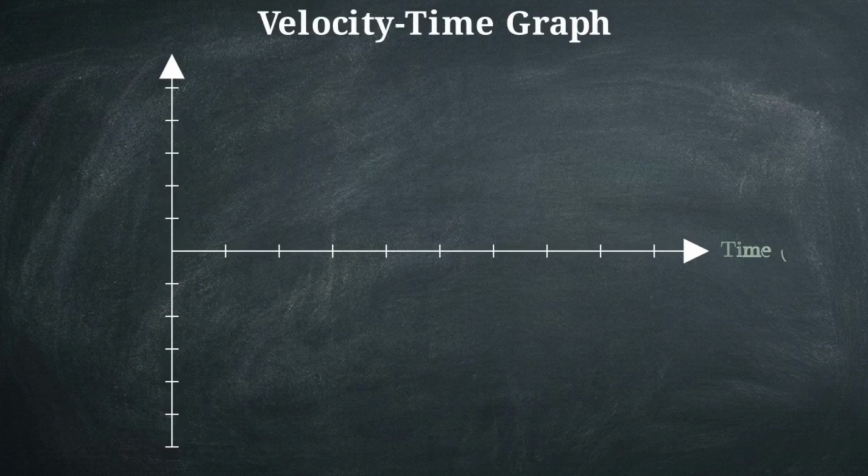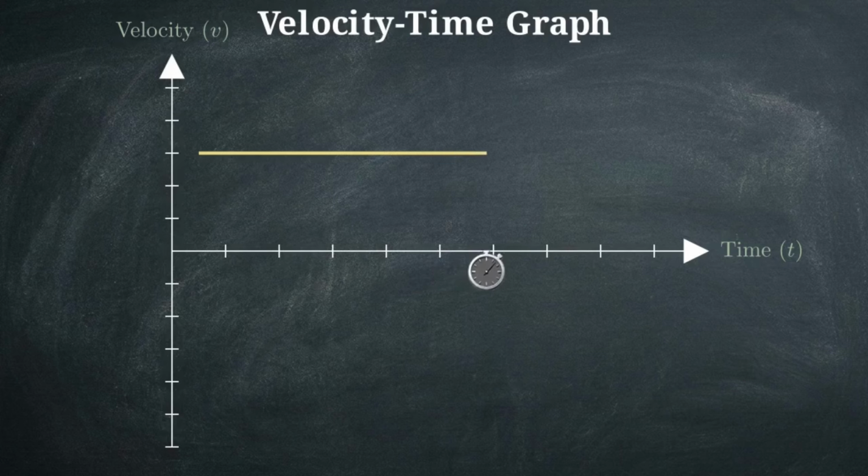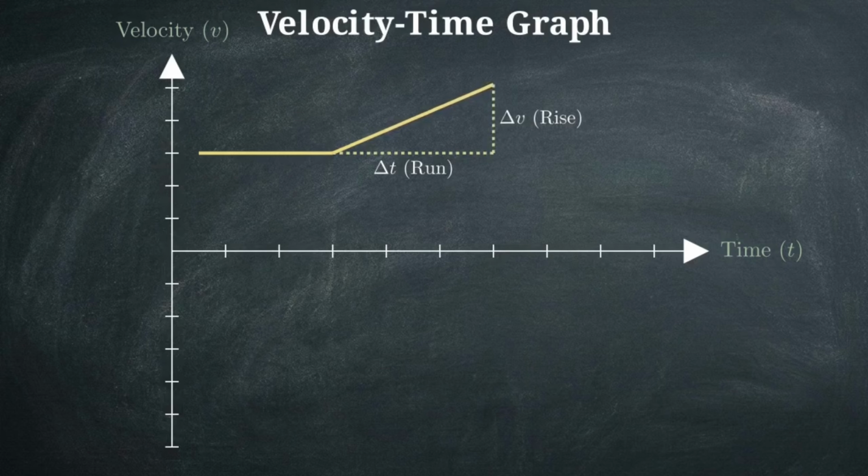It coordinates every major variable of motion by placing time on the horizontal axis and velocity on the vertical. Notice this perfectly flat horizontal line above the time axis. Since the vertical position doesn't change as time ticks forward, it indicates the object is maintaining a constant velocity. When that line angles upward, we get a visual read on acceleration. By calculating the steepness or the slope of this line, we measure exactly how fast the velocity is changing.